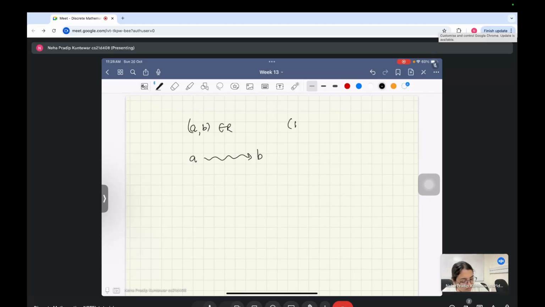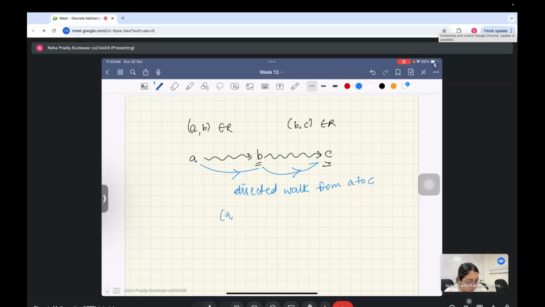And what does BC mean? BC is related means if you start at B, there is some directed walk that you can take that will take you to C. And now notice that this already gives you a directed walk from A to C, because starting at A, you take this path, and from B you take this path further. So this gives you a directed walk from A to C, and therefore AB is related and BC is related implies that AC is related.